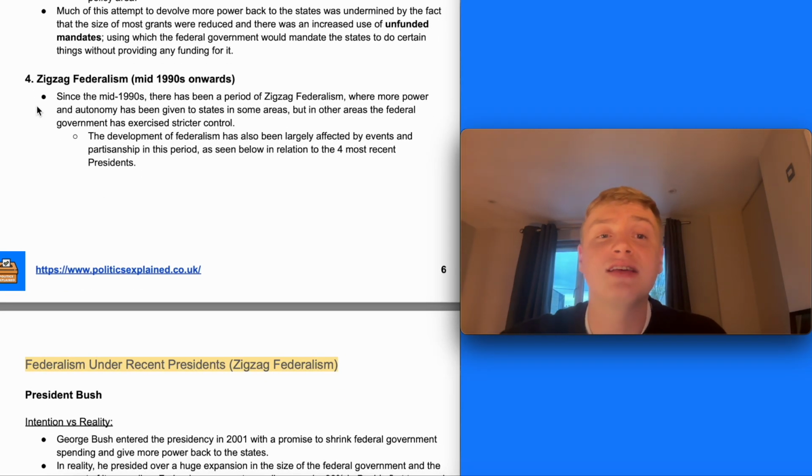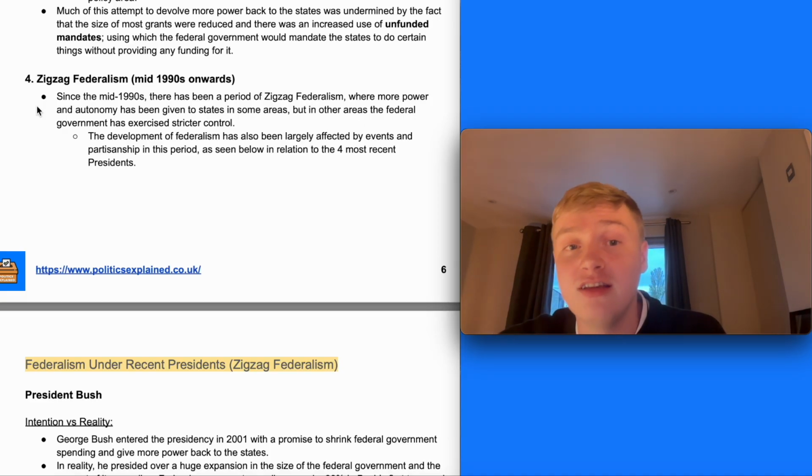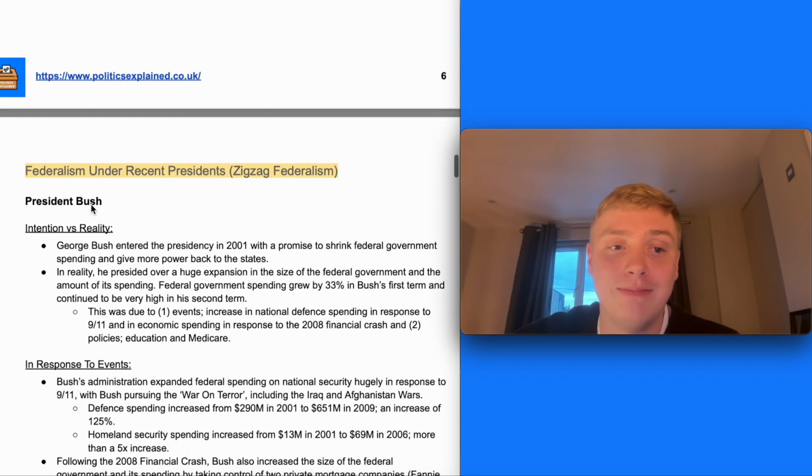Since the 1990s, the period of federalism can effectively be seen as a zigzag federalism, where more power and autonomy has been given to states in some areas, but in other areas the federal government has exercised stricter control. The development of federalism has also largely been affected by events and partisanship in this period, as seen below in relation to the four most recent presidents, which we'll now have a look at.